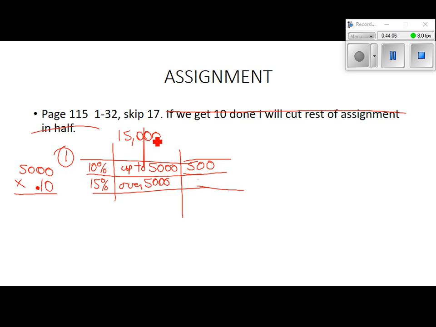So we already paid him for the first 5,000. We subtract that. How much do we still have to pay him for? Another 10,000. And what are we going to multiply that by? 0.15.